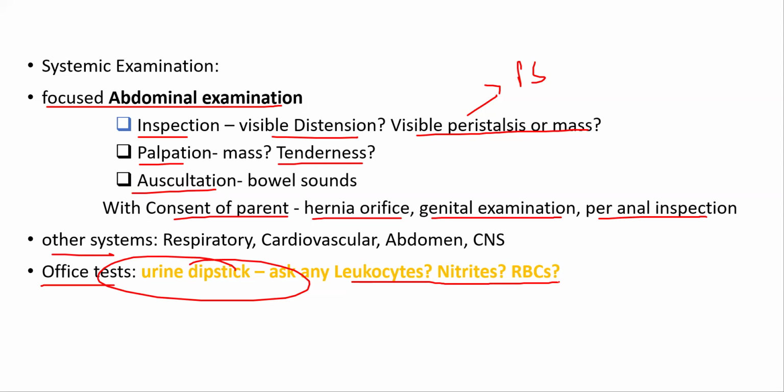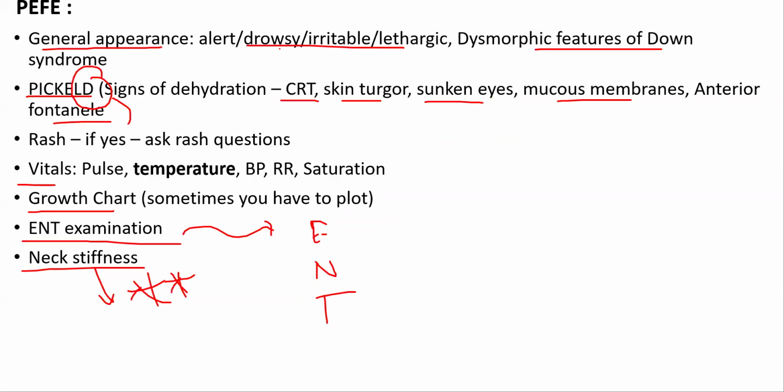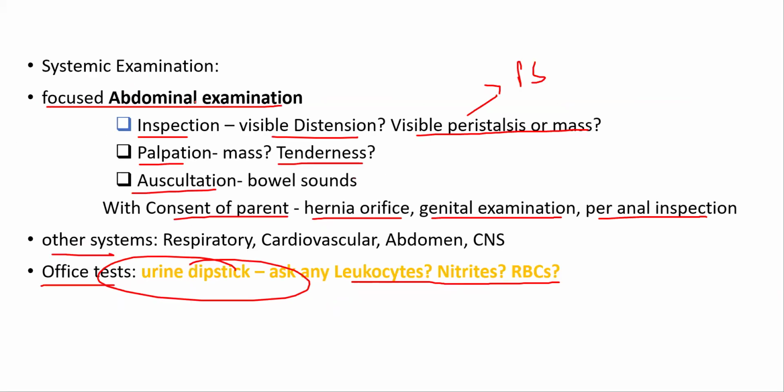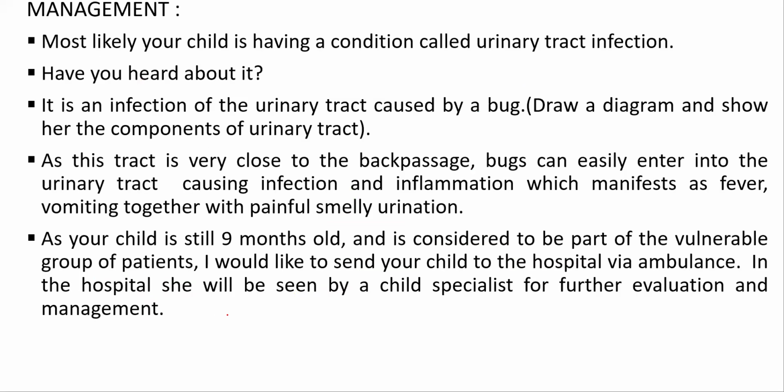Okay. So to summarize the physical exam: general appearance, pickled, vitals, growth chart, ENT exam, then neck stiffness, and systemic exam, mainly focused abdominal exam, followed by a quick other systemic exam, and office test, mainly urine dipstick. Office test means bedside test. So in this case, you will get nitrite positive in the dipstick. So you have got nitrite positive, 9-month-old, fever and vomiting. Okay, that's more than enough to say that this child has got a urinary tract infection.